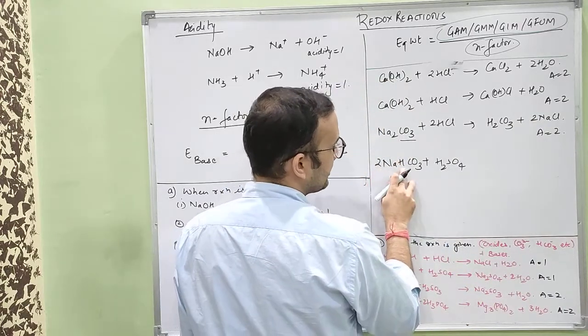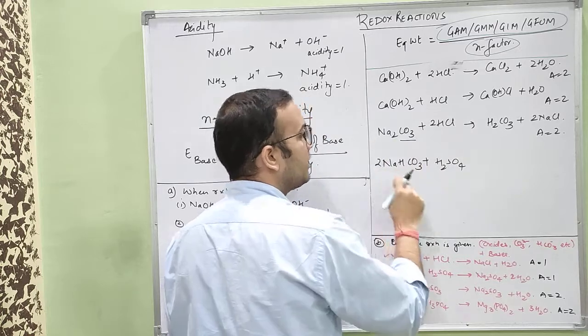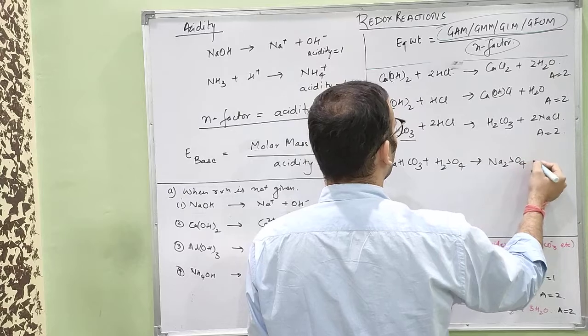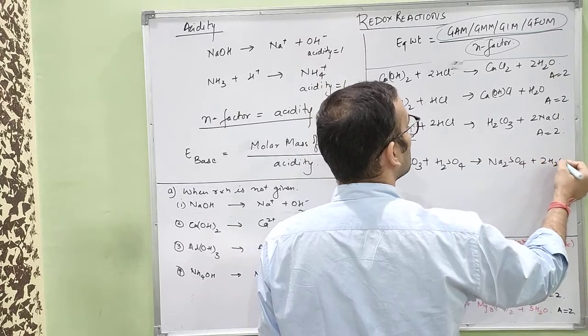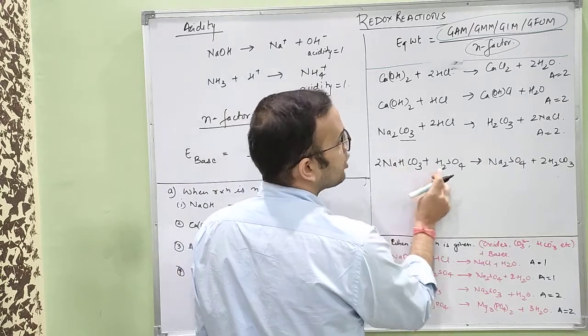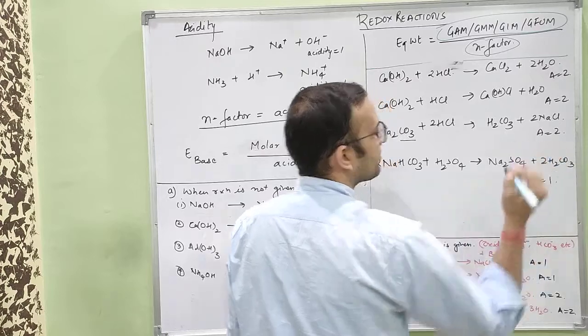Here again, this is bicarbonate. How many hydrogens is this bicarbonate accepting from here? So you will see Na2SO4 plus 2H2CO3. So every bicarbonate ion absorbed 1 H plus. So we will get A equals to 1.